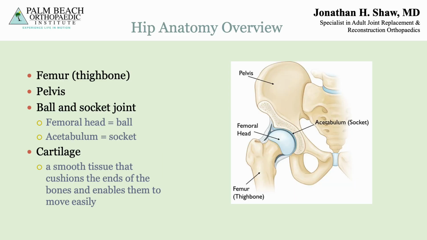Going over the hip anatomy now, the hip joint is comprised of a ball and socket joint. The ball itself is attached to the femur or the thigh bone, and the socket, which is the acetabulum, is attached to the patient's pelvis. This joint is also comprised of cartilage, which allows that joint to move smoothly and without pain.